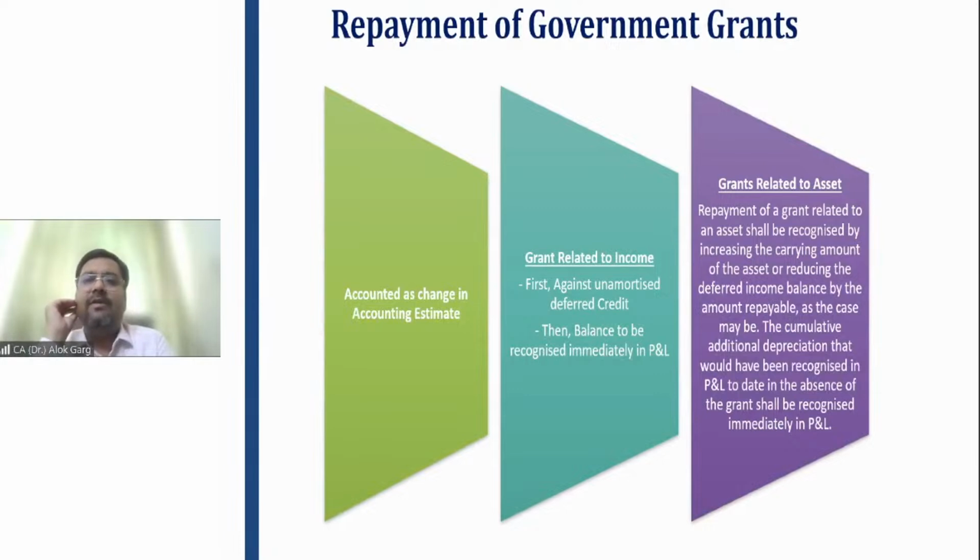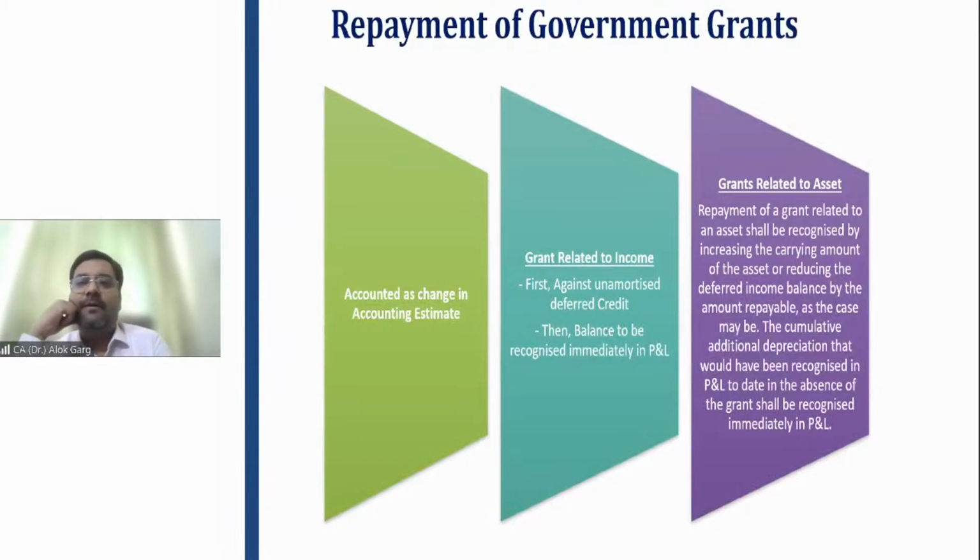For example, this grant was given to the company for treating, let's say, below poverty line patients, BPL patients, for the next 5 years. Okay. If the entity will default with the condition in these 5 years, the grant will be refundable.